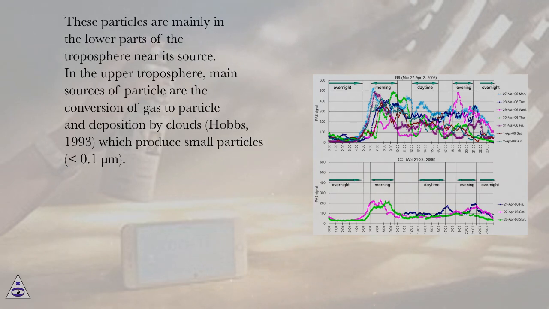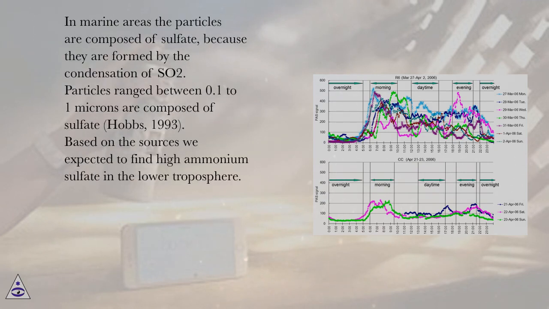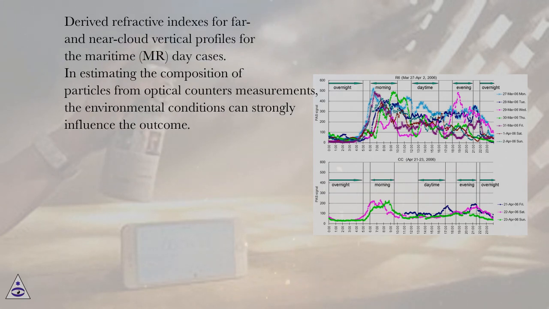In the upper troposphere, main sources of particles are the conversion of gas to particle and deposition by clouds, Hobbs, 1993, which produce small particles, less than 0.1 µm. In marine areas the particles are composed of sulfate, because they are formed by the condensation of SO2. Particles ranging between 0.1 to 1 microns are composed of sulfate, Hobbs, 1993. Based on the sources we expected to find high ammonium sulfate in the lower troposphere. Derived refractive indexes for far and near cloud vertical profiles for the maritime, Mr. day cases.